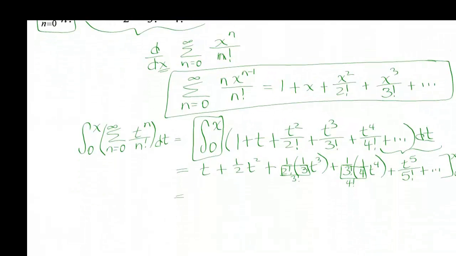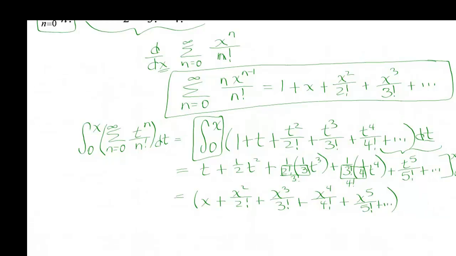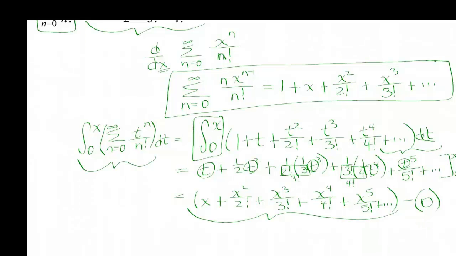Now we're going to evaluate this at x. We plug in our upper limit: x to the 4th over 4 factorial, x to the 5th over 5 factorial. Don't forget your plus dot dot dot. There's our upper limit. Now every term has a t in it, and so when I plug in 0 for my lower limit, all I'm going to get is a bunch of zeros. So here is the new power series that is the antiderivative of that general term.